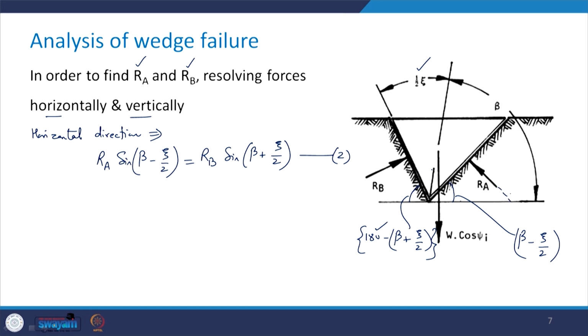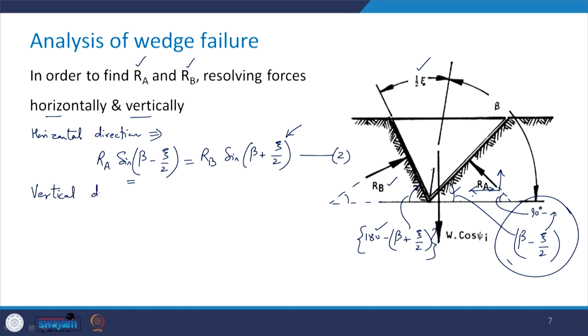See, I have to take it in the horizontal direction. So, if I just extend it in this way, I know this angle. What will be this angle? This is going to be 90 minus this angle, right? And its horizontal component is going to be Ra cos of this angle, 90 minus beta minus zeta by 2. So, 90 minus theta is sine theta. That is how we will get this term. Similarly, you can find out this angle and get the component of Rb in the horizontal direction, and you will get this expression.